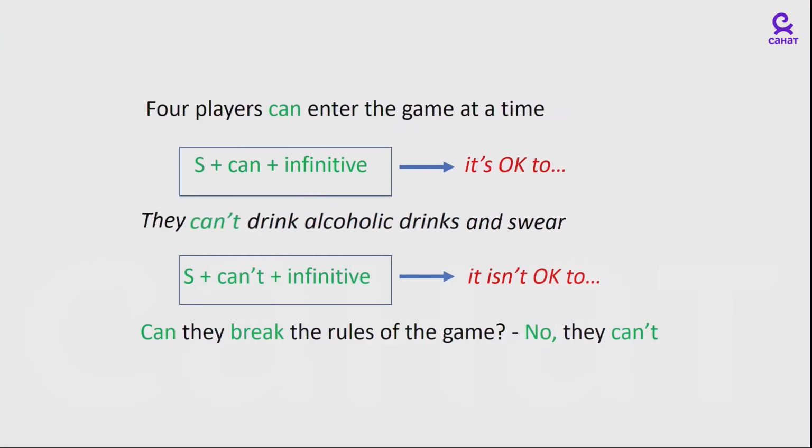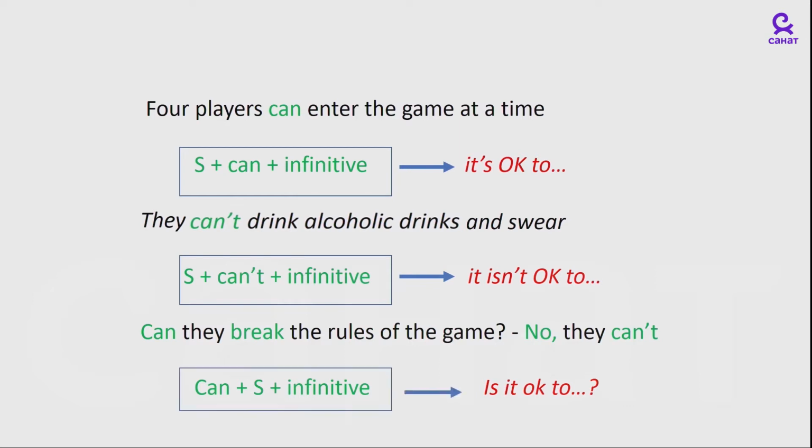Let's repeat together. Can they break the rules of the game? Repeat, please. Can they break the rules of the game? And the answer? No, they can't. Repeat, please. No, they can't. Okay, let's write the sentence. Can they break the rules of the game? No, they can't. The formula is can plus subject plus infinitive, and we use it to ask whether it's okay or not okay to do it.